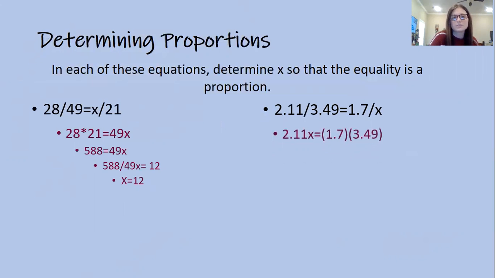Again, the first thing that we have to do is cross multiply. So we would do 2.11 times x equals 1.7 times 3.49. So 2.11 times x is still 2.11x, and then 1.7 times 3.49 is 5.933. Then we divide 5.933 by 2.11, which is equal to 2.81. So that means x is equal to 2.81.